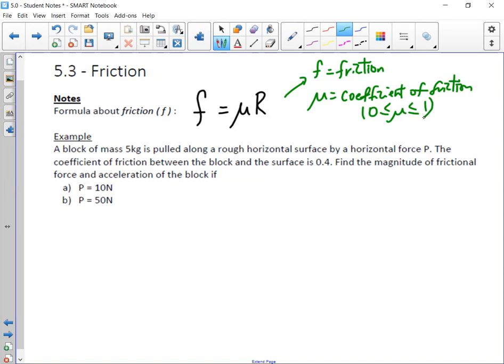For example, if you have a rubber on a table, and you slide the rubber without its coating along the table, you realize the rubber is quite hard to slide because there's a lot of friction between rubber and the table. So the mu value between the rubber and the table will tend to be quite high, let's say around 0.7.